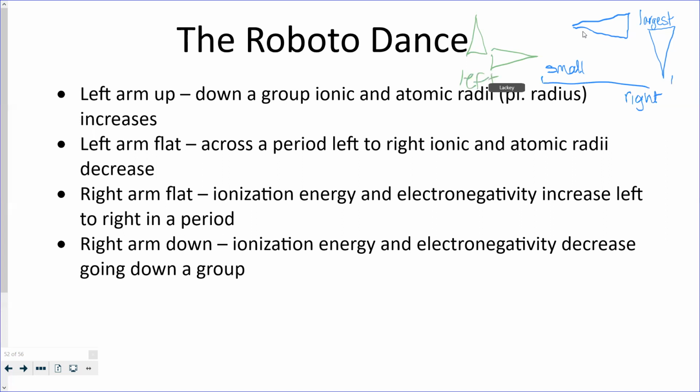So the overall trend is with your left arm straight up and down. If you look from the width of your pinky down to the width of your elbow, your arm increases in size going down. So that represents that going down a group, ionic and atomic radii increases. So your left arm is representing the radius trend. And then you're going to turn it horizontal across your chest. And notice from left to right, it goes from your elbow to the tip of your pinky, which is decreasing in size from left to right. So where your elbow is, that's the largest radius.